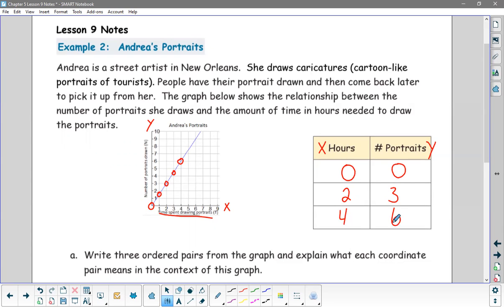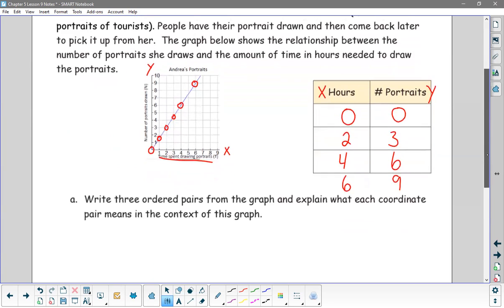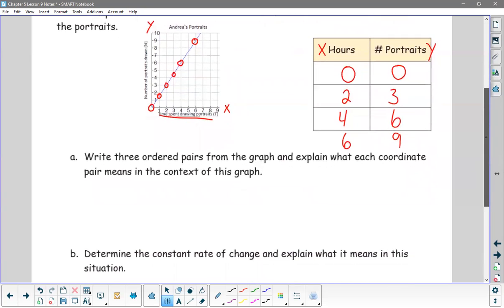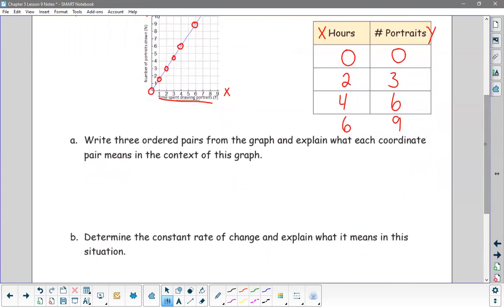And we could read more. Well, we could read at least one more, right? I could read this point, right? I don't have room for it, but just so we have it, 6 hours is 9 portraits. Okay. So as long as you had 3 out of the 4 points on there, if this is a problem, you would be getting it correct. All right, part A. Write 3 ordered pairs from the graph and explain what each coordinate pair means in the context of the graph. All right, well, let's do that.